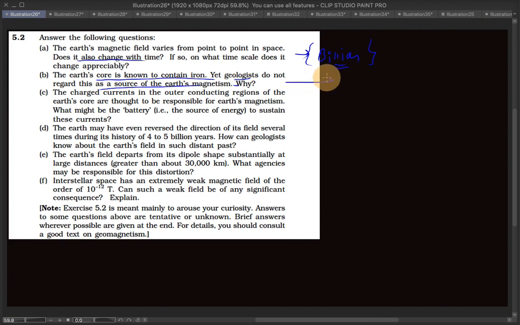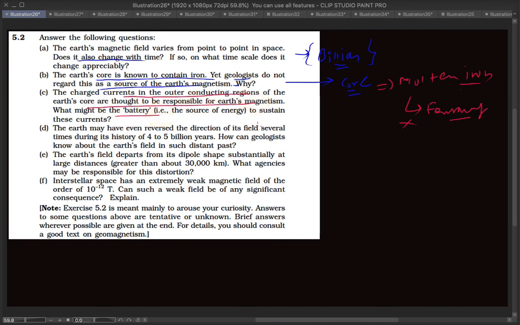Why? The thing is that Earth's core contains, first of all, a molten part of iron, and molten iron is not a ferromagnetic material, so we cannot say that it is responsible for Earth's magnetism. The charge currents in the outer conducting regions of Earth's core are believed to be responsible for the Earth's magnetism.